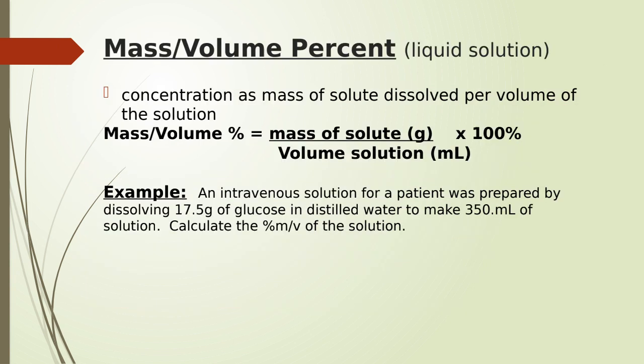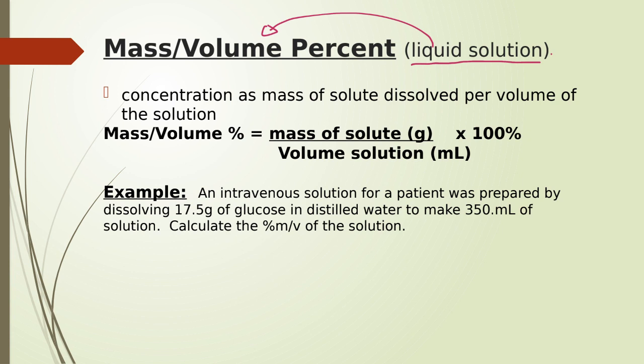There are four types of concentrations that we're going to look at in this lesson. The first one is mass volume percent. And when we are talking about the mass volume percent of something, we are talking about a liquid solution. And I know this because we are talking about the volume of solution. So this will represent the concentration as a mass of solute, which will be a solid, dissolved per volume of the solution. And it's a fairly simple calculation or formula to set up.